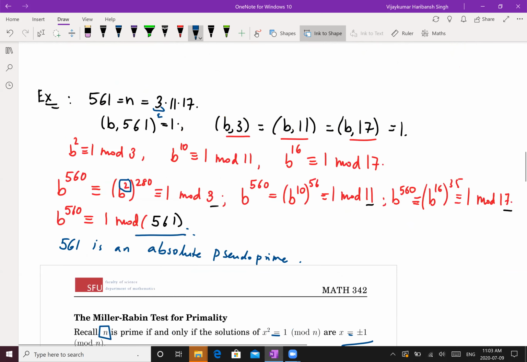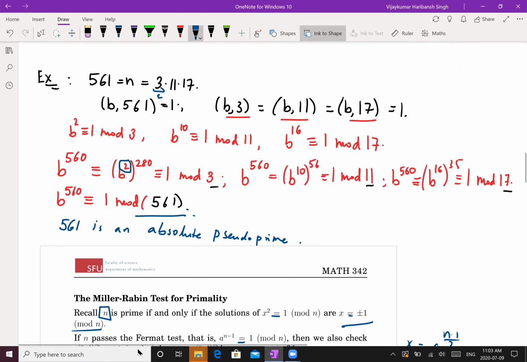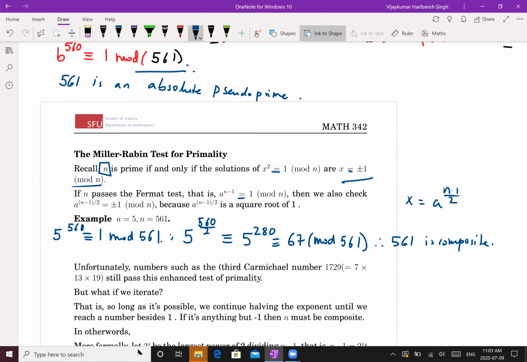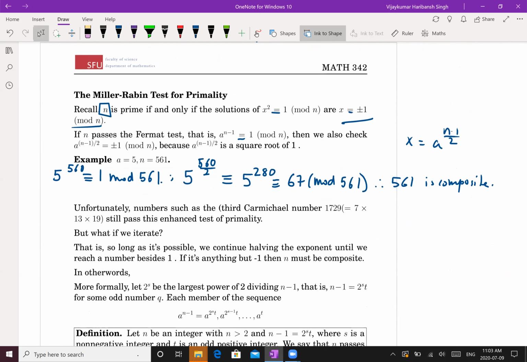So essentially this did not work, because of the Carmichael number, but now we have a slightly different variation of it. We know that even if we get x squared congruent to 1 mod n, and if n is prime, then x has to be plus or minus 1 mod n. Okay. However, there are some numbers which also pass this test. You can check that 1729 will pass this enhanced test of primality as well. You will see that it will still be plus or minus 1 mod n.